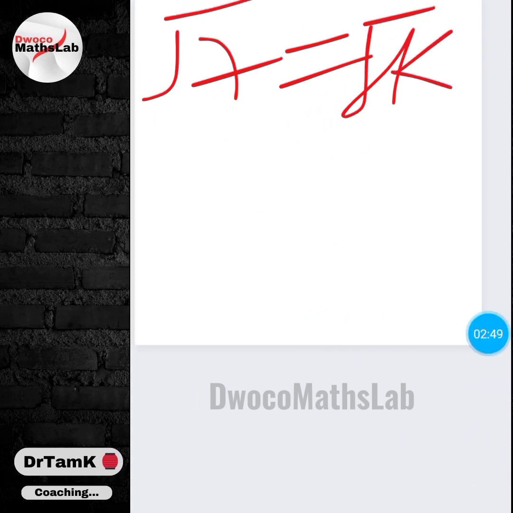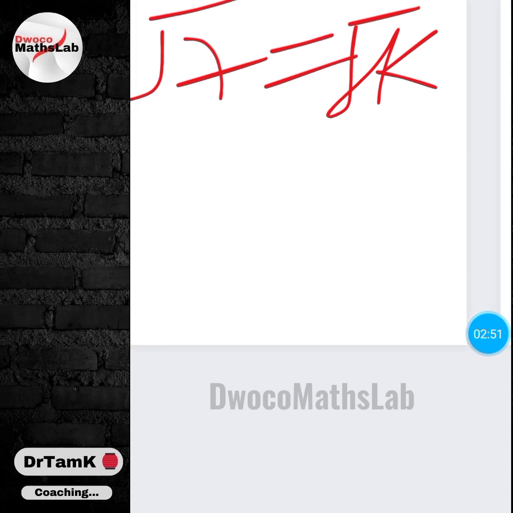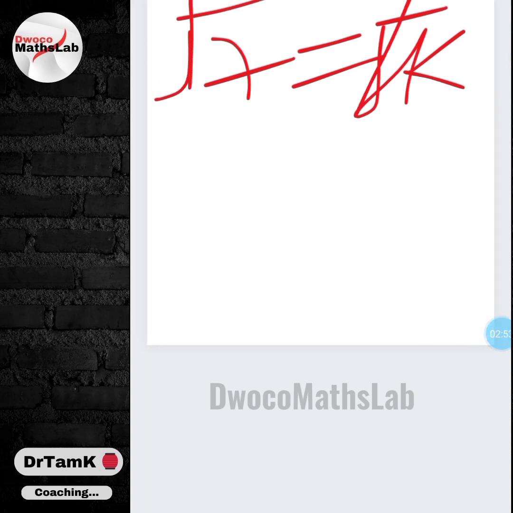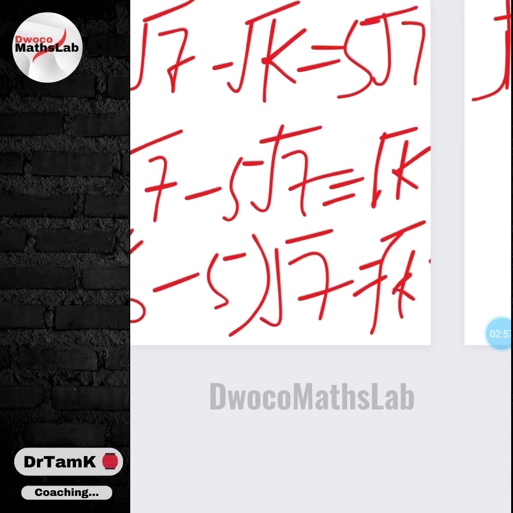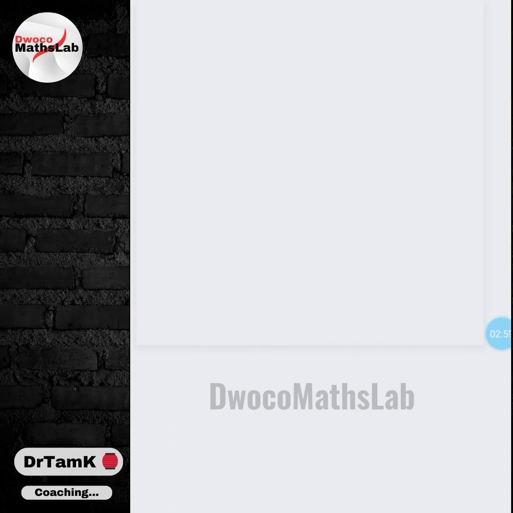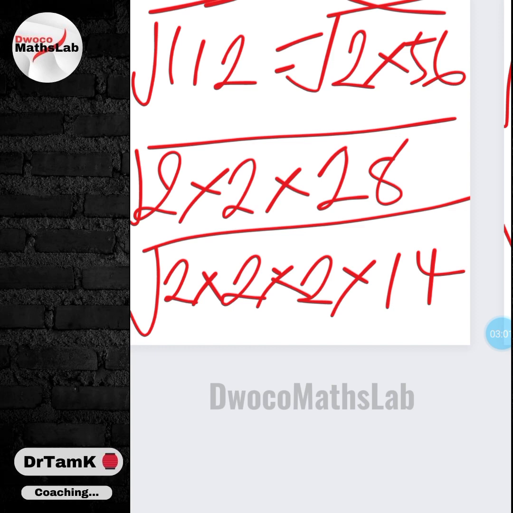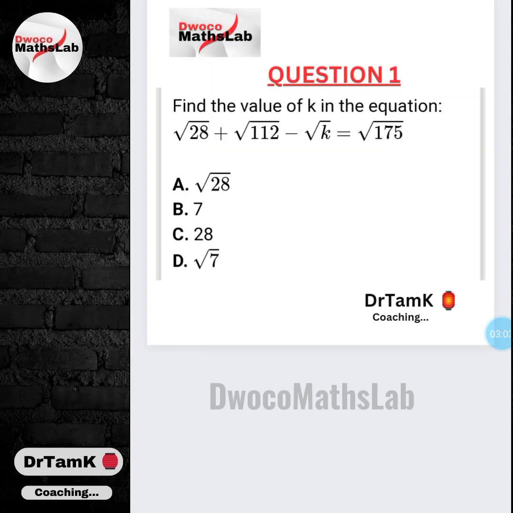Now the root cancels out the root. The root here cancels out this root, and I'm left with k equals 7. So what's the right option? The right option should be k equals 7. Go back to our question. The right option is option B, which is 7.